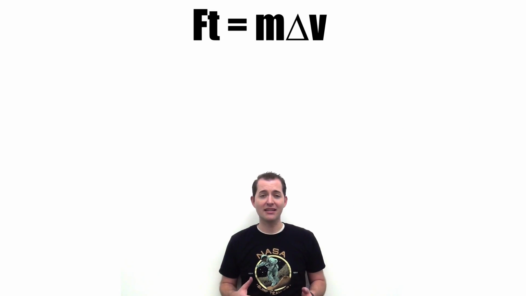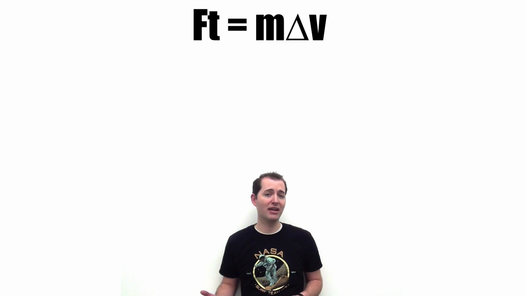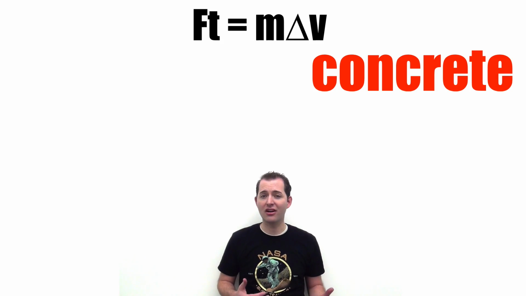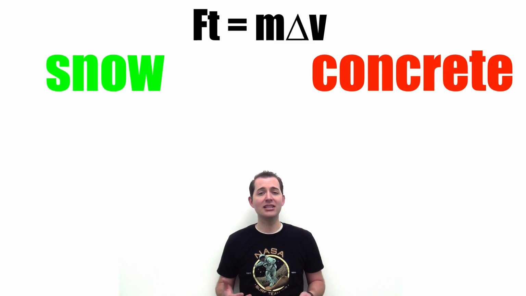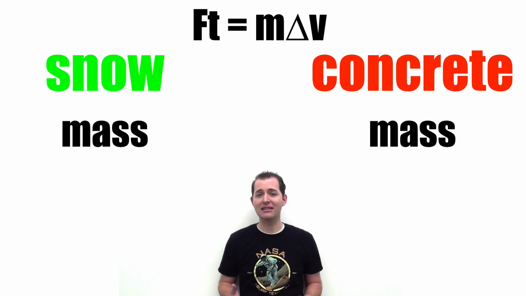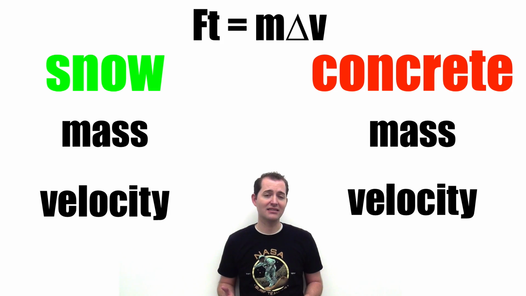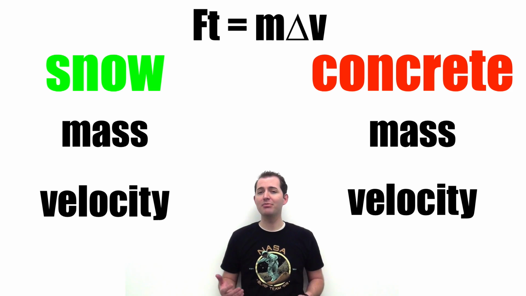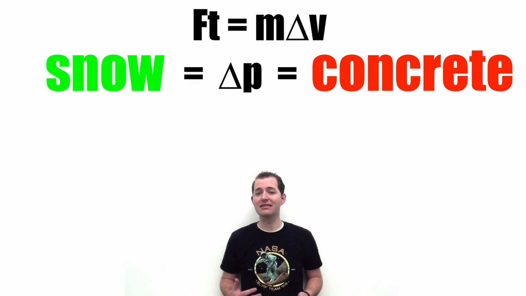Let's start by looking at the side of the equation that deals with the change in momentum. We're going to see that regardless of the situation, whether I'm landing on the concrete or in the snow, the change in momentum is the same. In both situations, the mass remains the same and the change in velocity is the same, from the time I jump off the window to the time I come to rest. So in both situations, the change in momentum is the same.